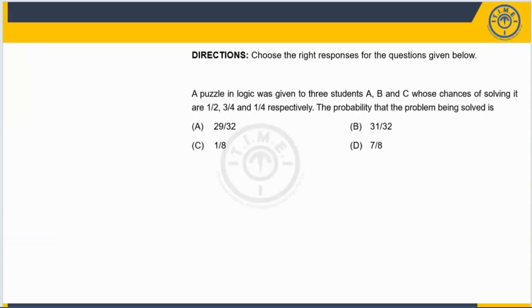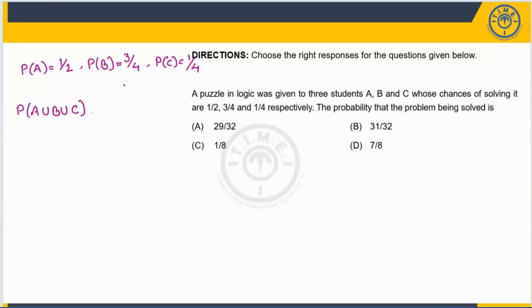Now, let us say, here is a question. A puzzle in logic was given to three students, A, B, and C, whose chances of solving it are: P of A is 1 upon 2, P of B is 3 upon 4, and P of C is 1 upon 4. So what is the probability that the problem is solved? That means the problem is solved either by A or by B or by C.